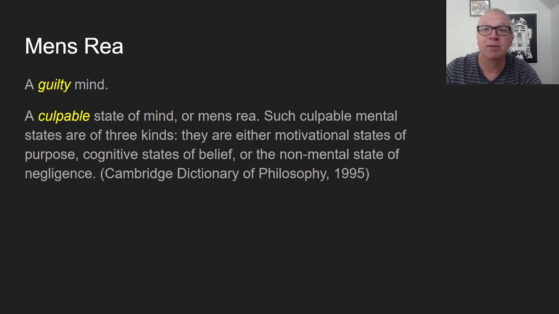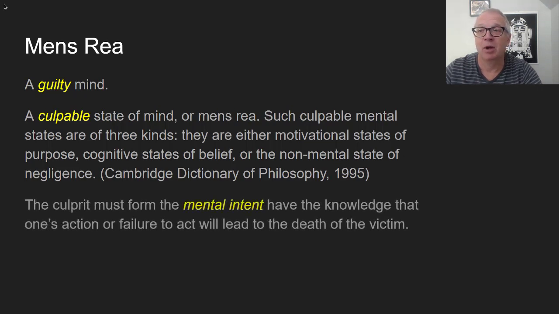Such culpable mental states are of three kinds. They are either motivational states of purpose, cognitive states of belief, or the non-mental state of negligence. And we won't talk about that last case. But the idea here is, at least part of what's necessary, is the culprit must form the mental intent and have the knowledge that one's action or failure to act will lead to the death of the victim. So you've got that in mind, you're trying to do that. At least that's got to be true of somebody.